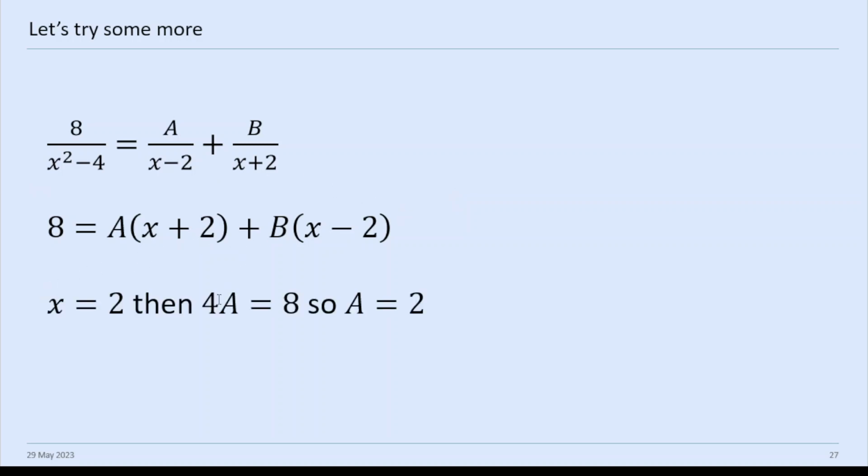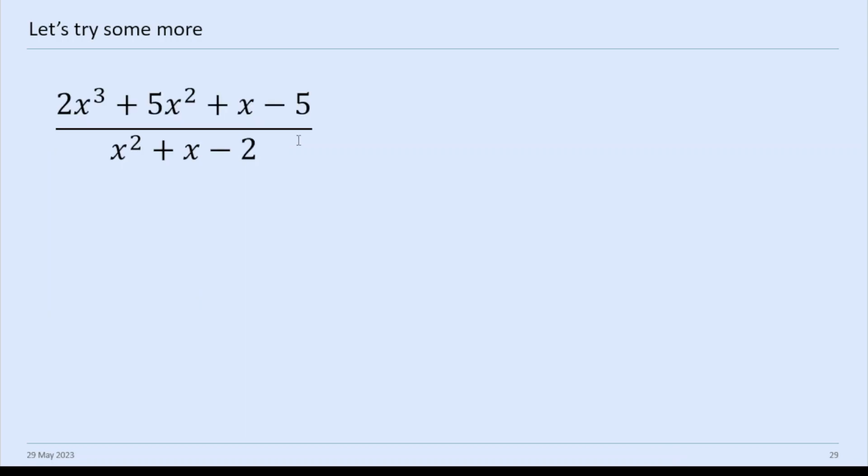Put in x equals 2, you get 4a equals 8, a equals 2. Put in x equals minus 2, you get a 0 here, and then you get 8 equals minus 4b, b equals minus 2. So basically 8 over x squared minus 4 equals 2 over x minus 2 plus minus 2 over x plus 2, or minus 2 over x plus 2, depends how you want to do it. And again, both of these terms can be integrated on the right hand side if that's what you're trying to achieve.